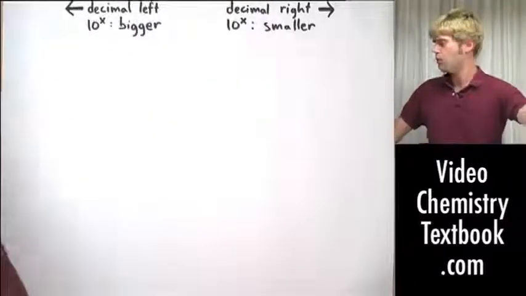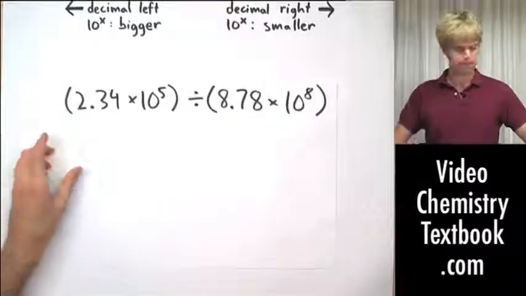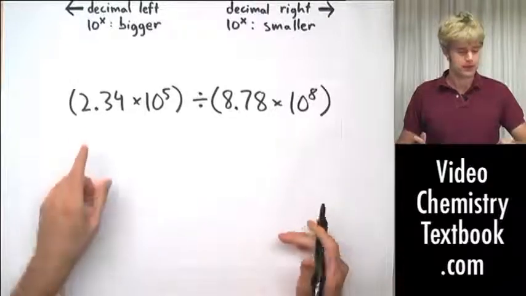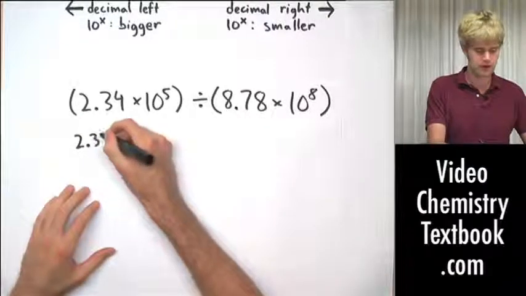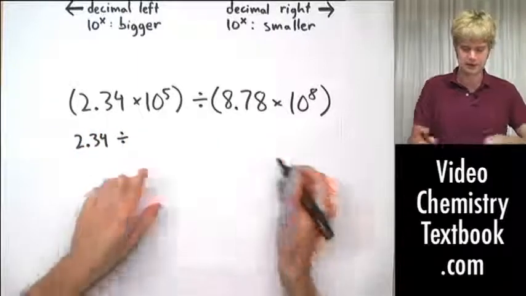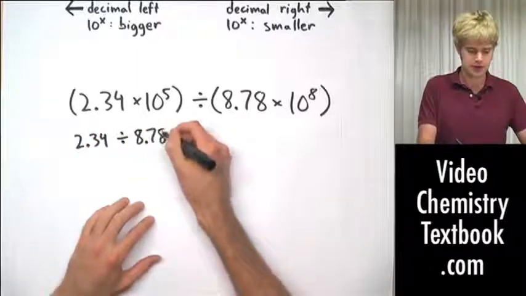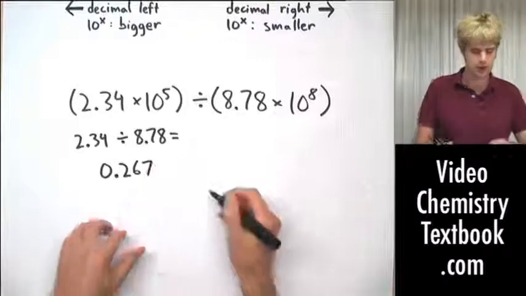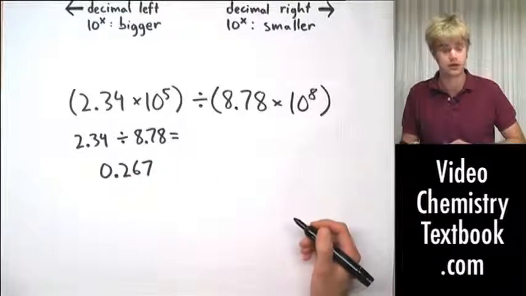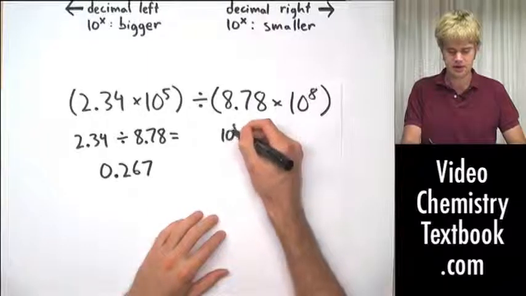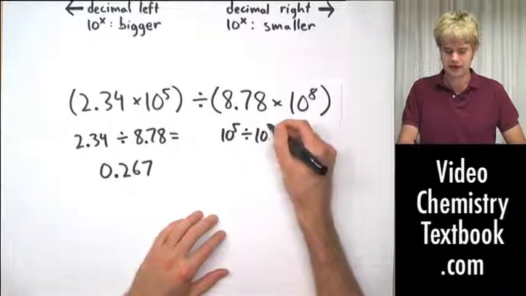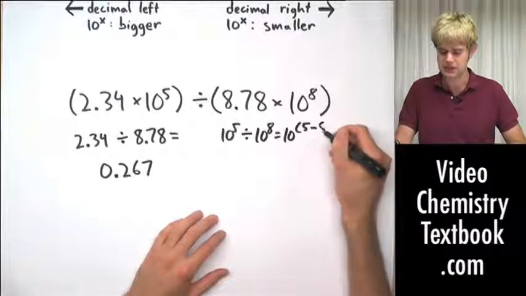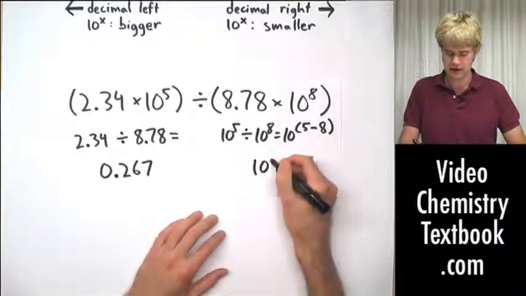Okay. One more example here, a division one. This is also going to have an answer that we're going to have to revise into correct scientific notation. So the first part of the problem will be 2.34 divided by 8.78. And when I do that, I'm going to get 0.267. Right away, we can look at that and say that's not going to be in correct scientific notation. So 10 to the 5th now, divided by 10 to the 8th, is going to equal 10 to the, because it's division, 5 minus 8, which is going to give us 10 to the negative third.